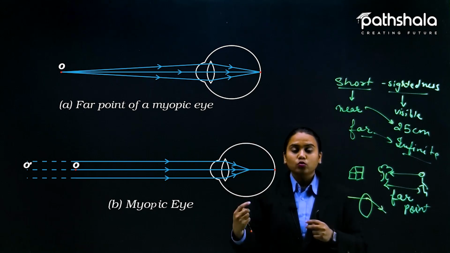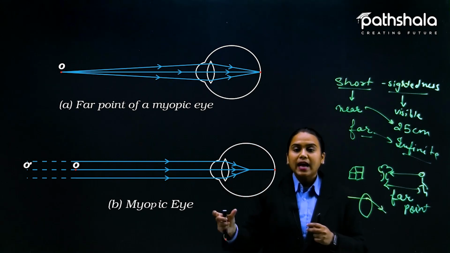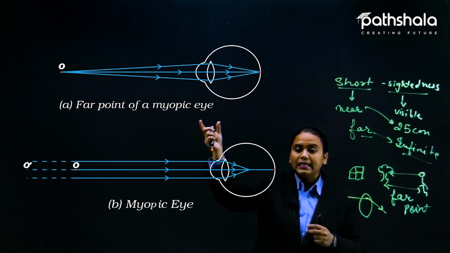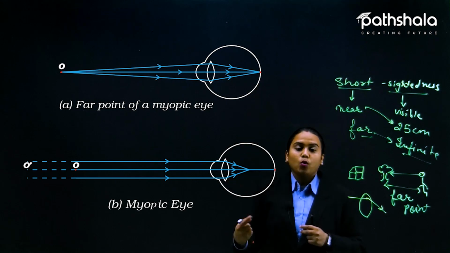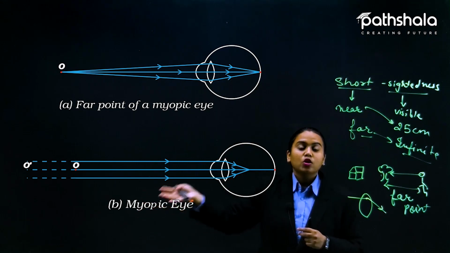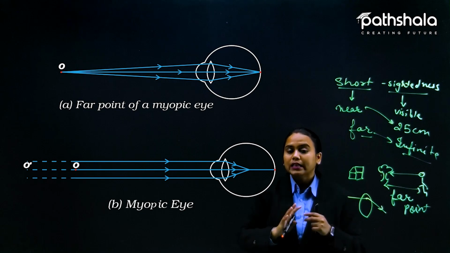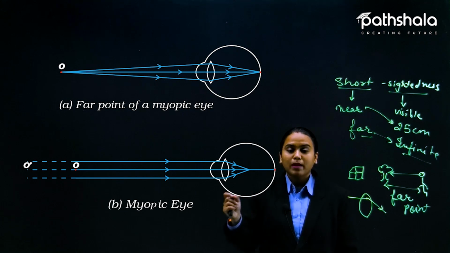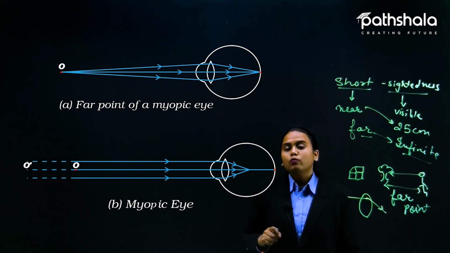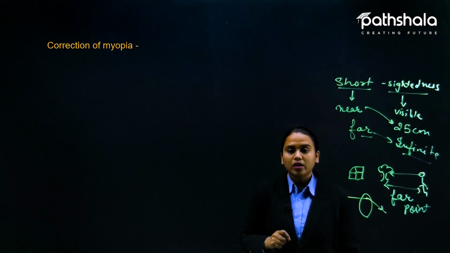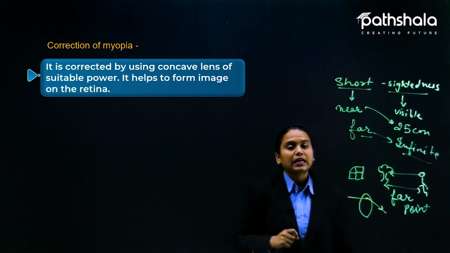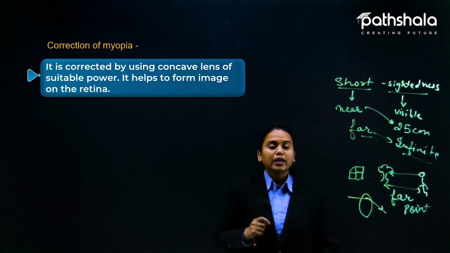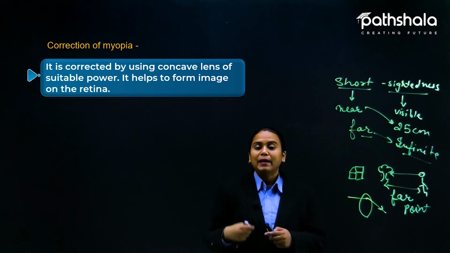These two diagrams show that here we have the furthermost point. Up to that point, light gets easily focused on the retina. But when the thing gets beyond that point, we are not able to see it easily. That causes the myopic eye. That gives you an idea of how the myopic eye works. But now, what would be the correction for it? It is corrected by a concave lens with suitable power. Suitable power means how much the light should get bent.